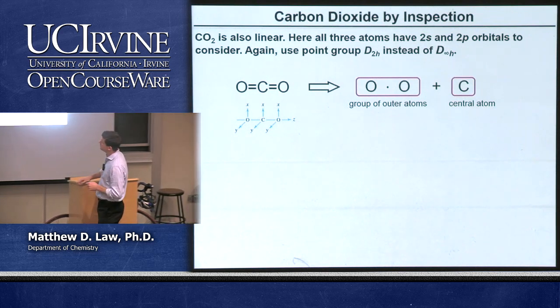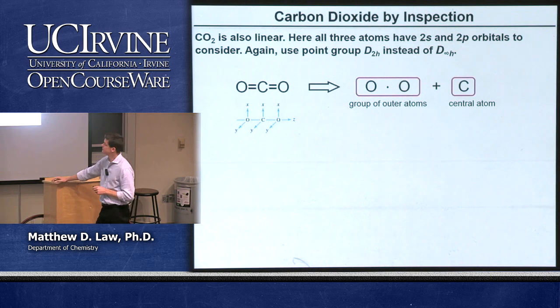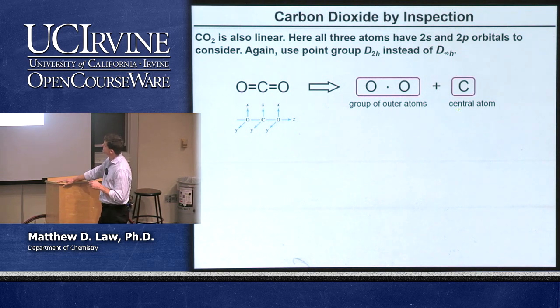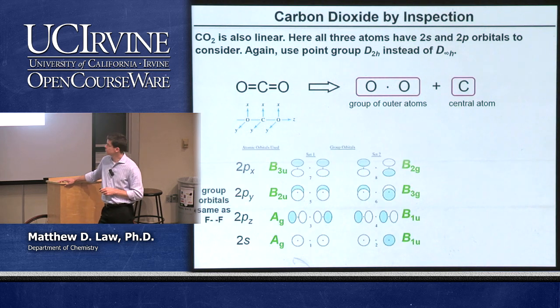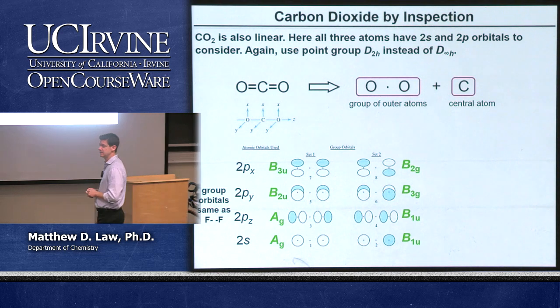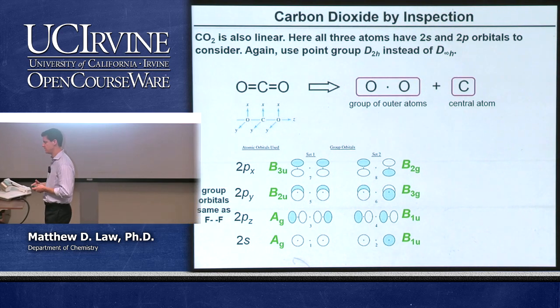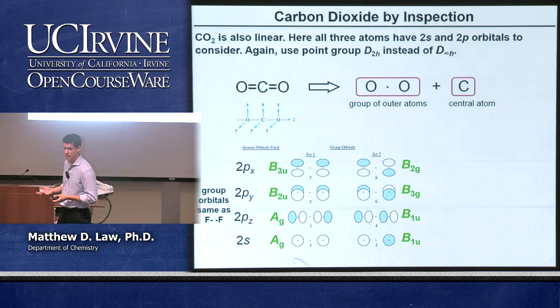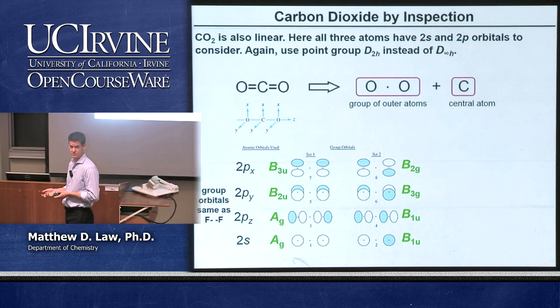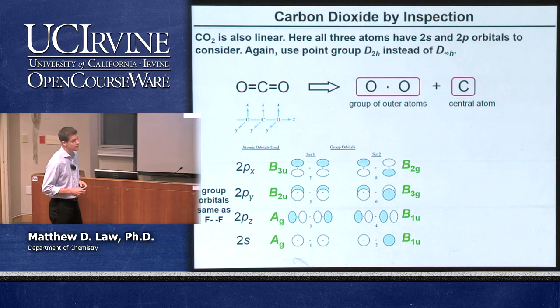So here's CO2, same set of coordinates that we used for the previous example. Same idea, center atom, outer atoms. The outer atom group orbitals are exactly the same as those that we put down for fluorine. They have a different energy, certainly, but the shapes and the irreducible representations that correspond to these different combinations are identical to what we just did. So we just regurgitate those 8 here.